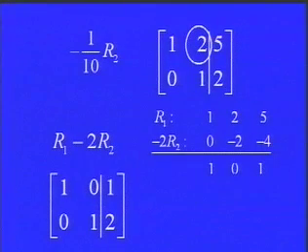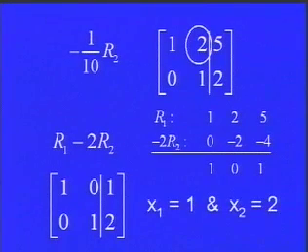I already had the 0, 1, 2 in the second row. And as you see, I now have it in that form that I wanted. The left side looks like what I wanted. On the right-hand side, those are my solutions. So x1 is 1, x2 is 2.